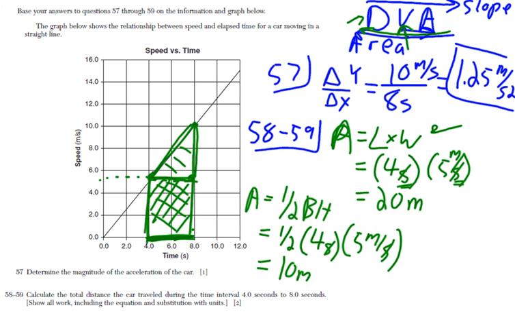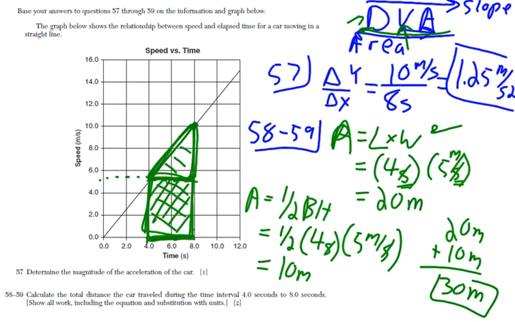Now we've calculated the area of the rectangle at the bottom and the triangle on the top. So to get the total area traveled during this time, we can just combine the two areas. The 20 meters plus the 10 meters gives you a total of 30 meters, and that will be your answer.